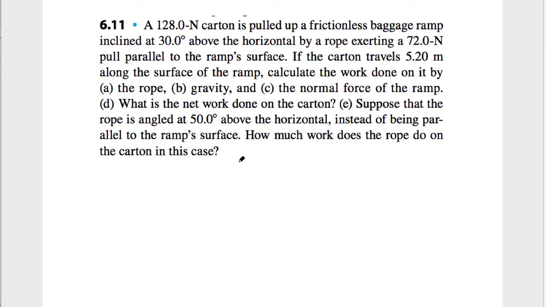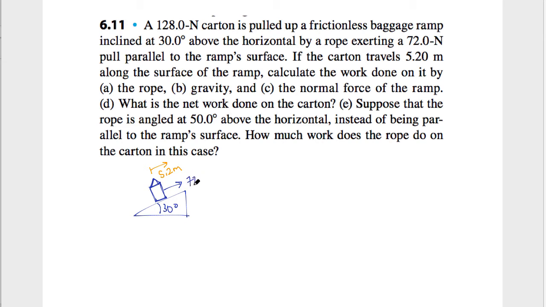For number 6.11, we have a carton being pulled up a frictionless baggage ramp that is inclined at 30 degrees above the horizontal. So I'm going to go ahead and start sketching this. So we're going up a ramp, and the ramp is inclined at 30 degrees, and there is some kind of carton on it. So I'm assuming something like a milk carton. Maybe we'll even give it a little top like a milk carton. And is pulled up the ramp by a rope that exerts 72 newtons of force parallel to the surface. Now it also moves some distance, 5.2 meters up the ramp.